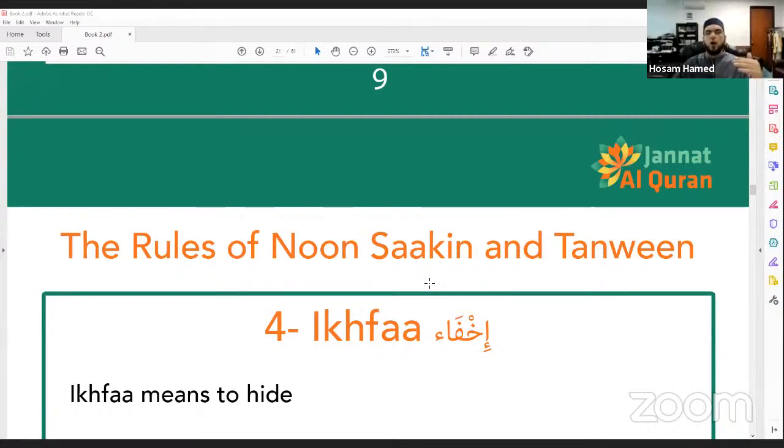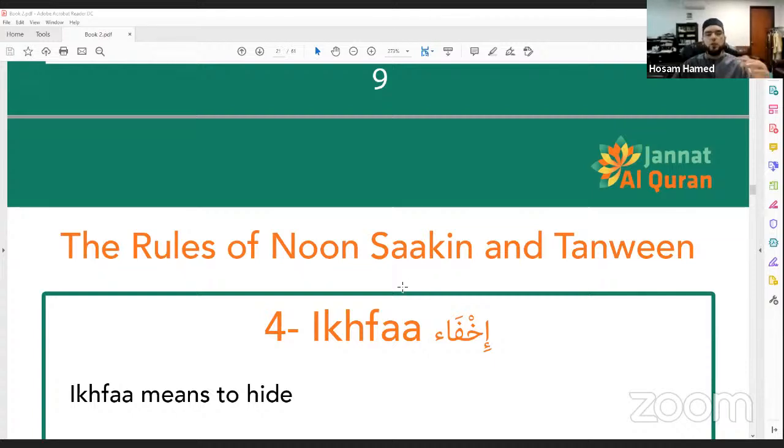Whenever we have Nun Sakina or Tanween followed by one of the six letters of the throat, Huruf al-Halq as-Sittah, which are Hamza, Ha, Ayn, Ha, Ghayn, Kha, we implement al-Izhar.